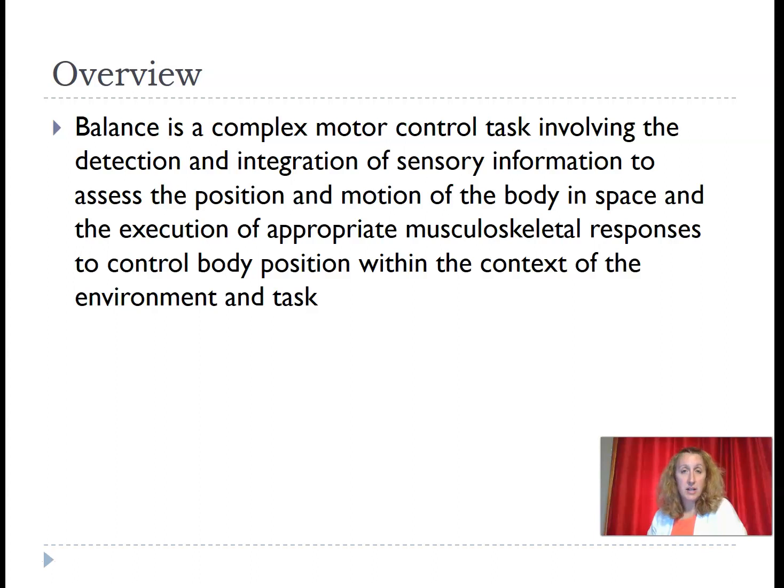This is the definition of balance. It's a complex motor control task involving the detection and integration of sensory information to assess the position and motion of the body in space, and the execution of appropriate musculoskeletal responses to control the body position within the context of the environment and task.